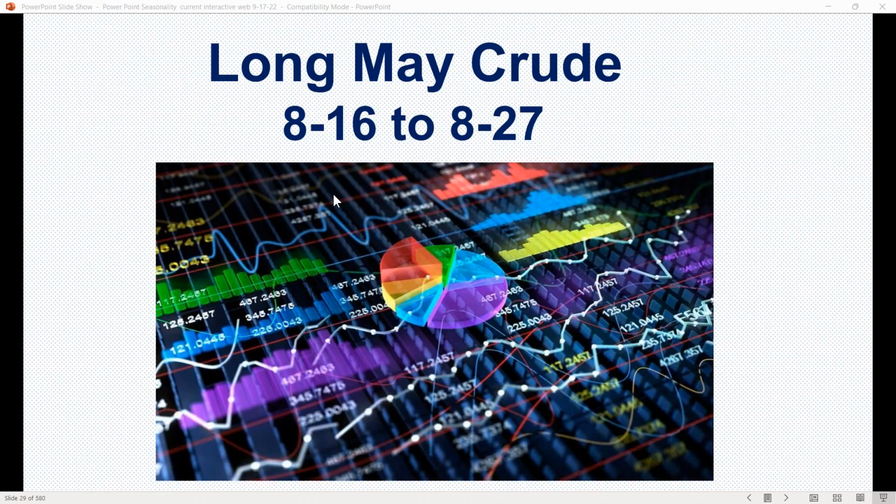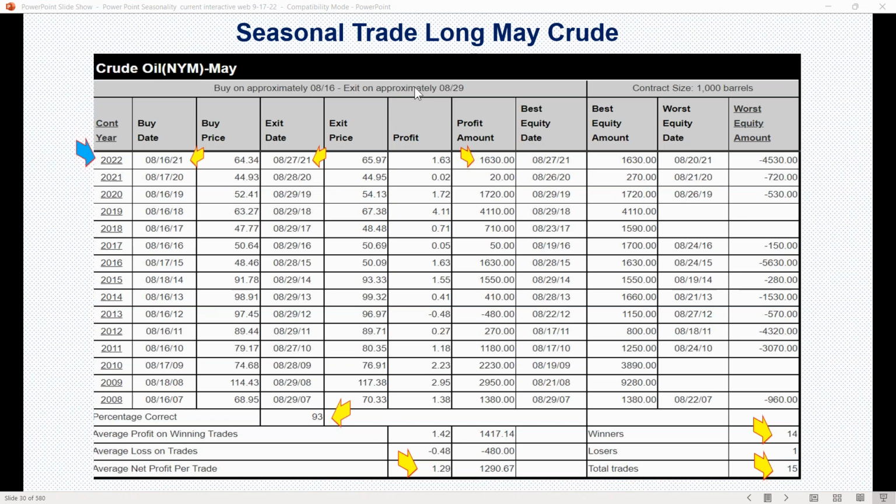Now here's another example. This was one for May crude oil. So this was set up on the 16th of August and out the 27th. And again, based on seasonal statistics. So here's the seasonal stats for the May crude oil contract right here. So again, this has been a winning trade 14 out of 15 years. Okay, it's had one losing year, which was right here. And we can go back and look at that if we have time.